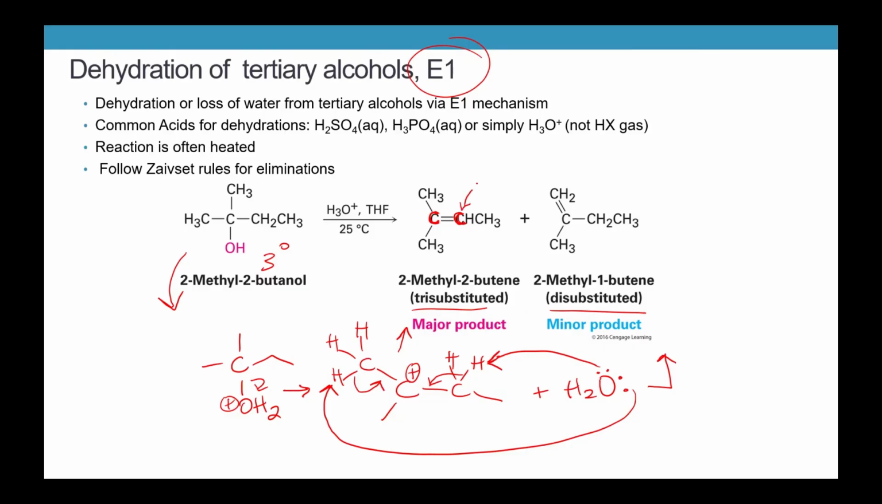So this carbon has one carbon bonded to it, and then this carbon has two carbons bonded to it. So that means a total of 3 carbons bonded to the double bond. That makes it tri-substituted. Whereas this double bond here, the carbon at the bottom is di-substituted, so it has 2 other carbons bonded to it.